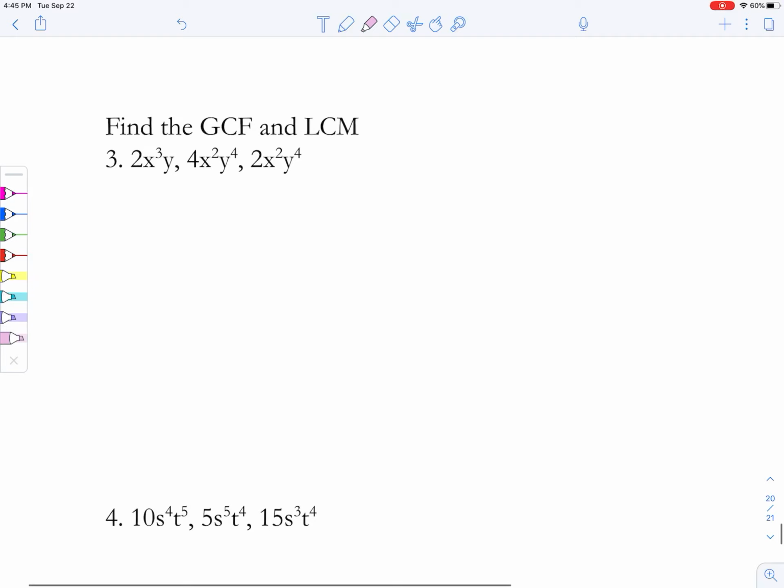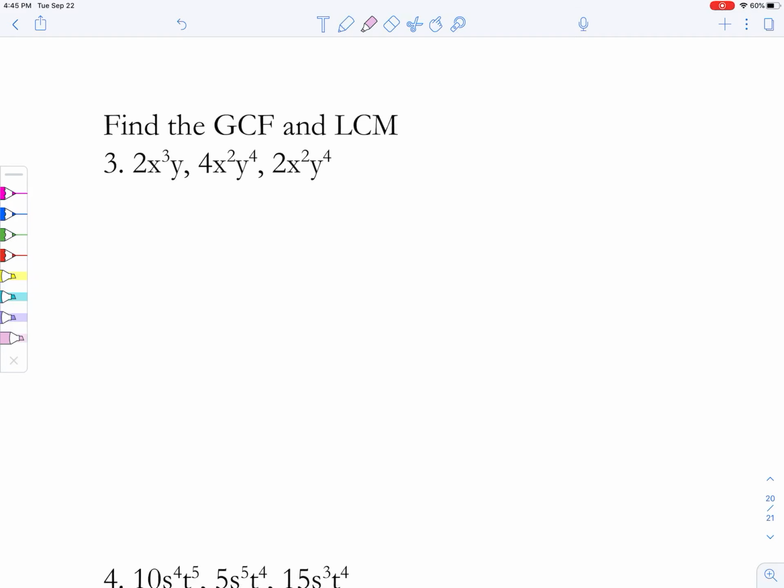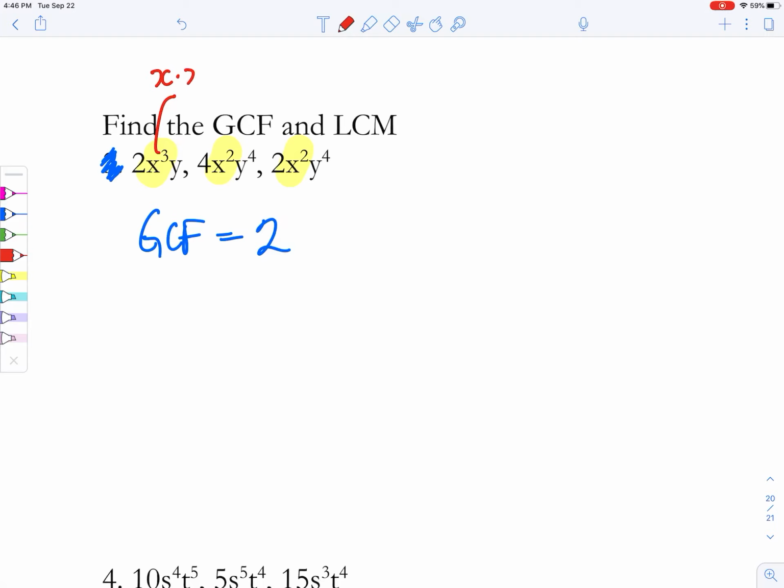Practice a couple more. Looking at question 3, I'm going to scroll that out. I've got a 2, a 4, and a 2. So my GCF, the biggest number or coefficient I could take out, is a 2. Now I look at my x's. 3 x's here, 2 x's here. I'm just going to show you what I mean by 3 x's, because x cubed is really x times x times x. X squared is really x times x.